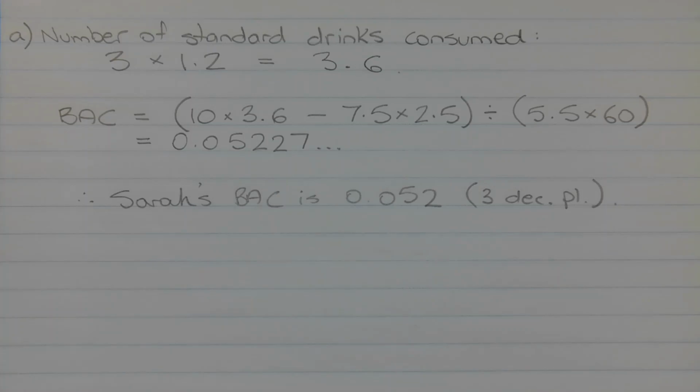0.05227 and so on, but the question is asking for the BAC correct to 3 decimal places. Therefore, Sarah's BAC is 0.052 correct to 3 decimal places.